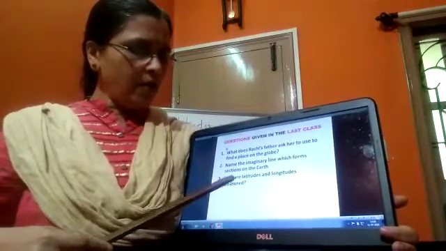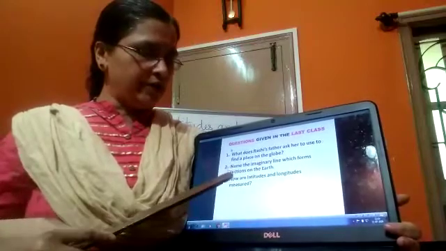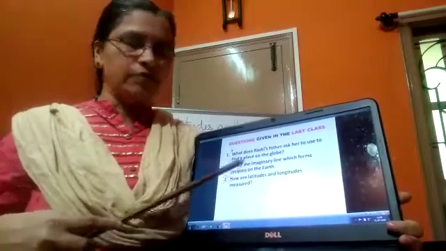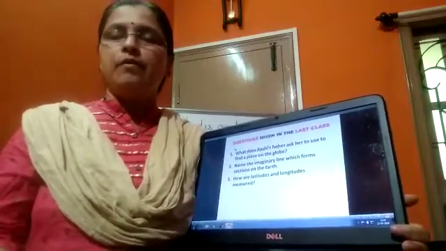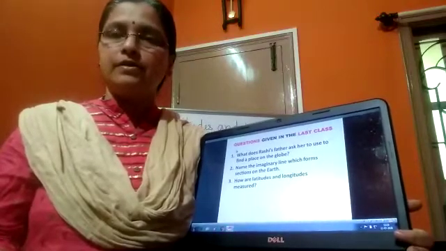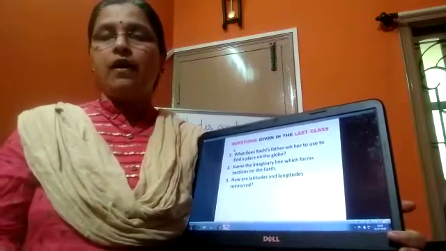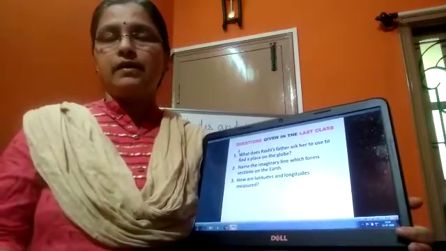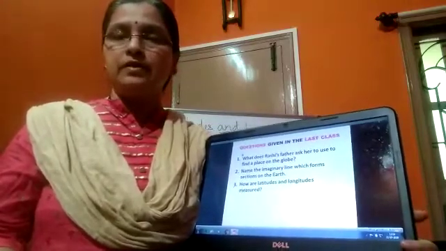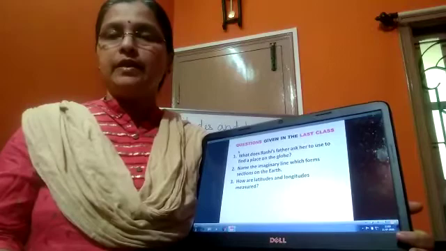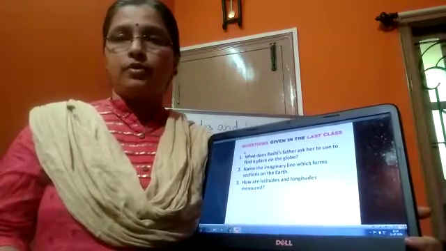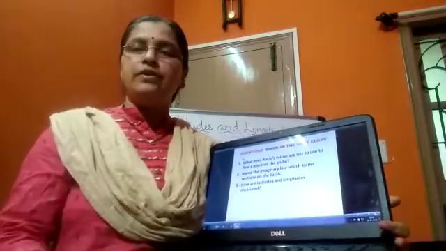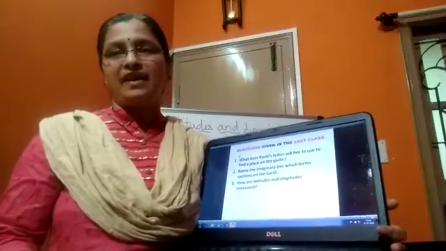Third one, how are latitudes and longitudes measured? They are measured by using degrees and directions. Now, the Tropic of Cancer is in the northern side. It is measured at 23.5 degree north. So it is measured using degrees and directions.